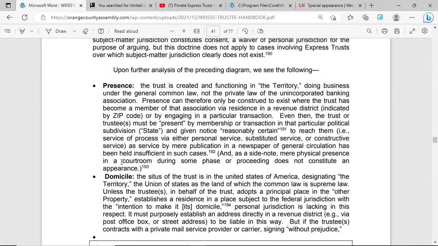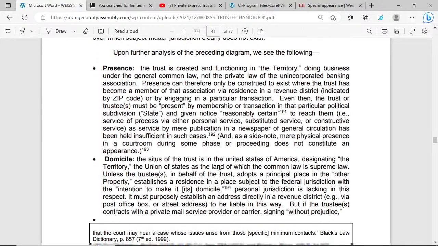So basically what it's saying is, as long as your private express trust is not doing business in the public, then they can't have jurisdiction over you in the public. Now, if I decide to go get a bank account, they can have jurisdiction to a small degree, not completely. It doesn't completely expose you, but only exposes you to the limit that you want to be exposed in that game. Remember, if you play in their game, you have to follow their rules to a certain degree, but you still get to keep a lot of the protections that you have as well.